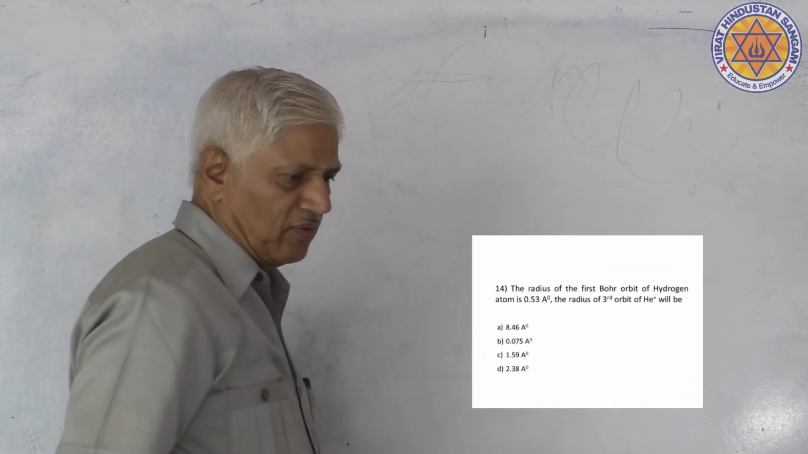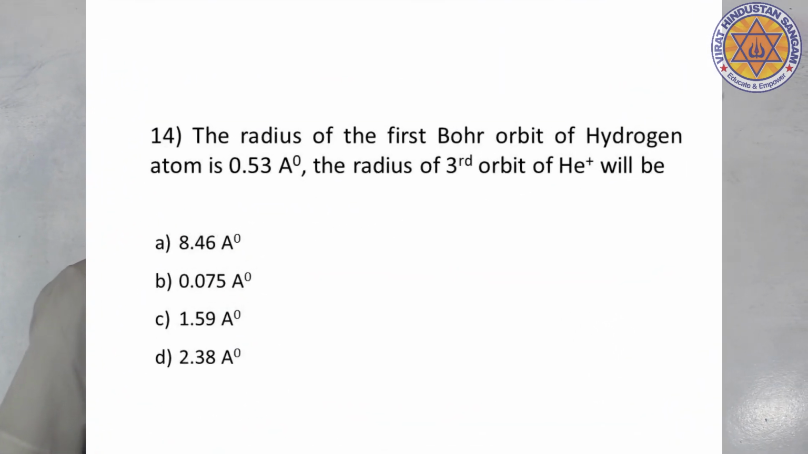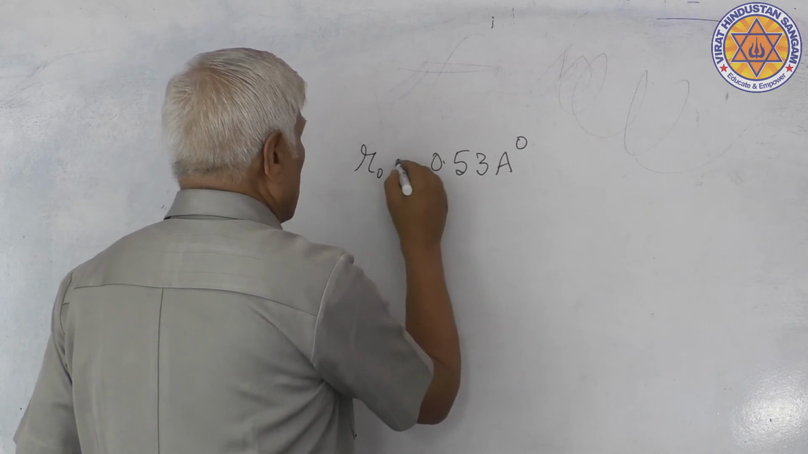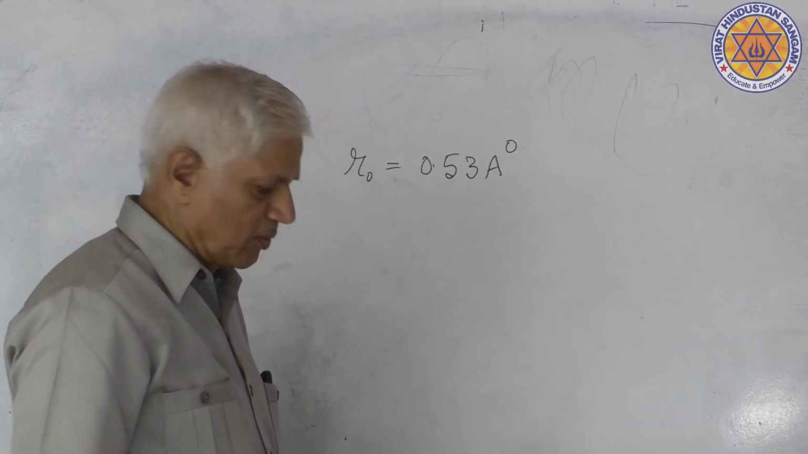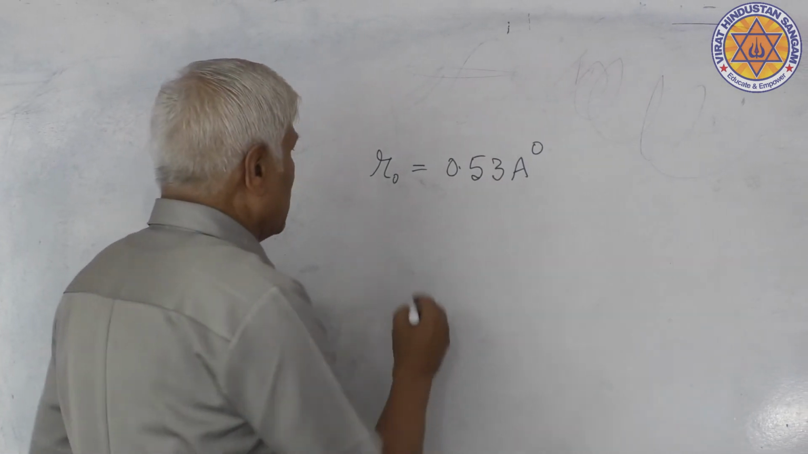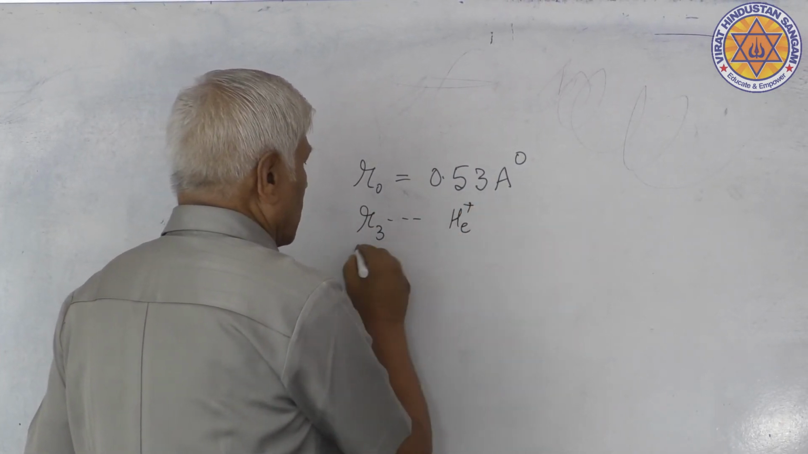Question number 14 on the screen, again taken from first PUC chemistry portion, atomic structure. The radius of the first Bohr orbit of hydrogen atom is 0.53 angstroms, denoted by R0. What is the radius of the third orbit of He plus? That is the question asked.